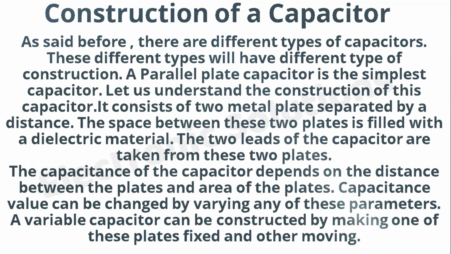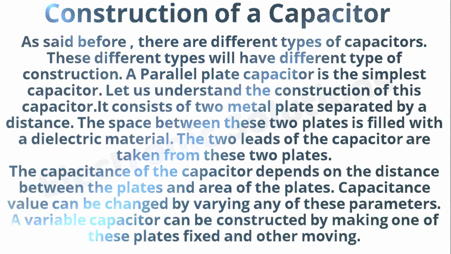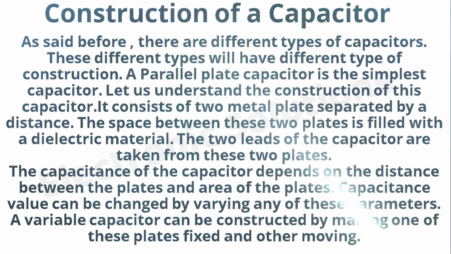A parallel plate capacitor is the simplest capacitor. Let us understand the construction of this capacitor. It consists of two metal plates separated by a distance. The space between these two plates is filled with a dielectric material. The two leads of the capacitor are taken from these two plates.